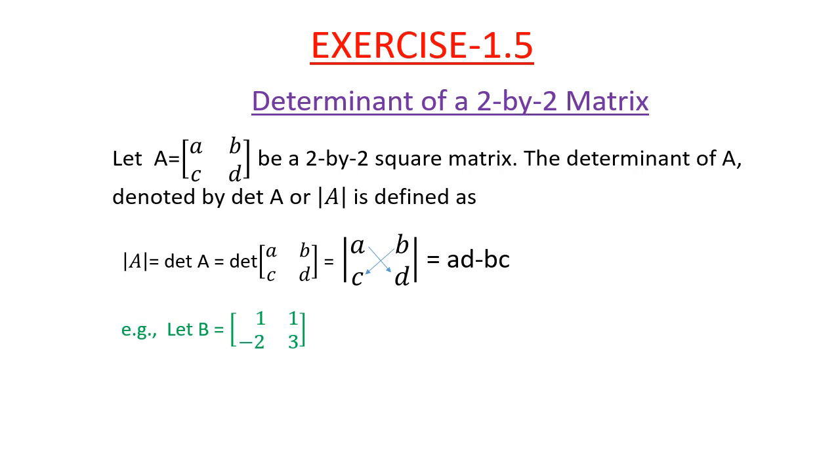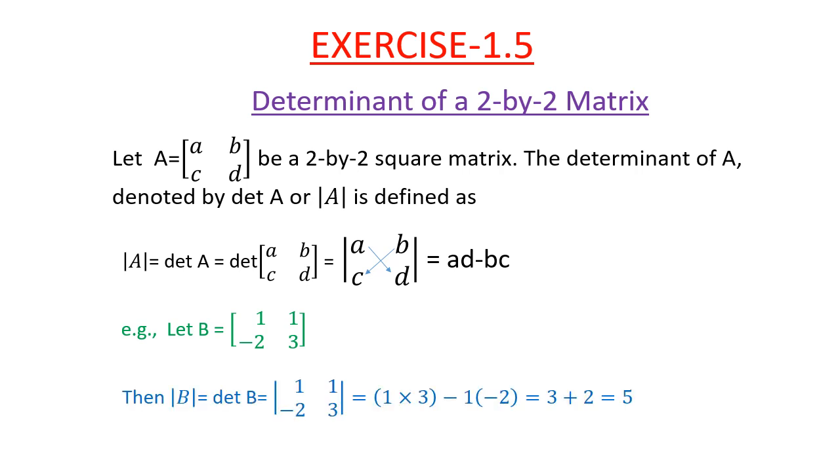For example, we have a matrix B. To find its determinant, we will subtract the product of the other entries from the product of the diagonal entries. So we have 3 plus 2, that is equal to 5.